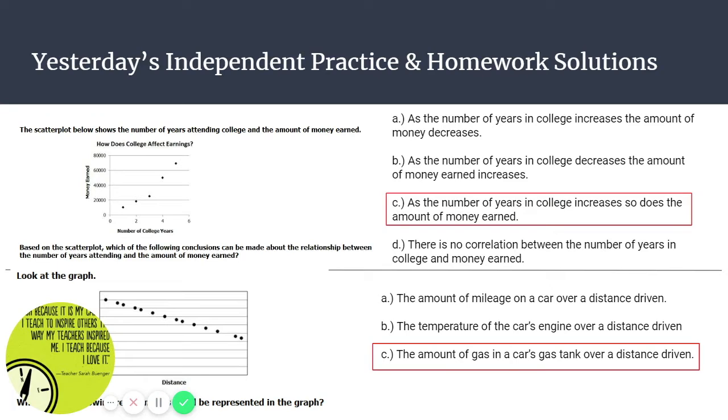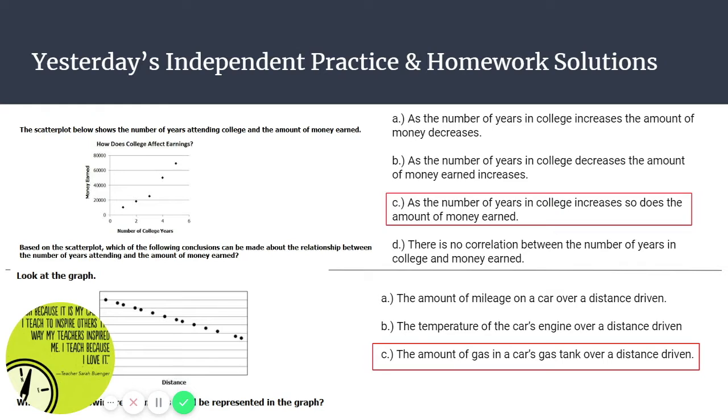The first question says the scatter plot below shows the number of years attending college and the amount of money earned. Based on the scatter plot, which of the following conclusions can be made about the relationship between the number of years attending and the amount of money earned? If we're looking at this data, the correct answer choice should have been C. As the number of years in college increases, so does the amount of money earned. We see an upward trend on the graph, which gives us a positive correlation. Therefore, C is the only answer choice that would fit for this diagram.